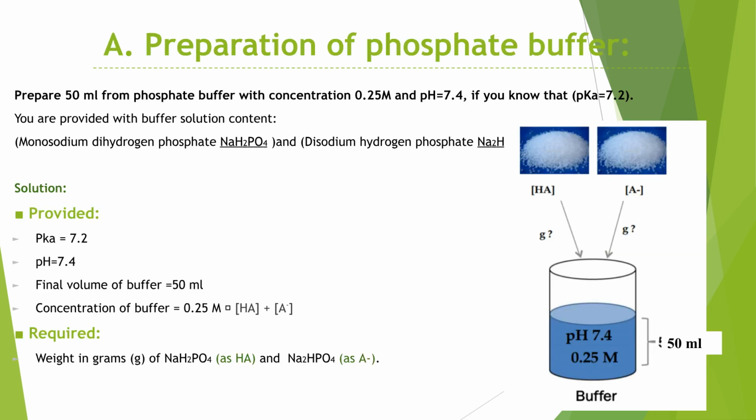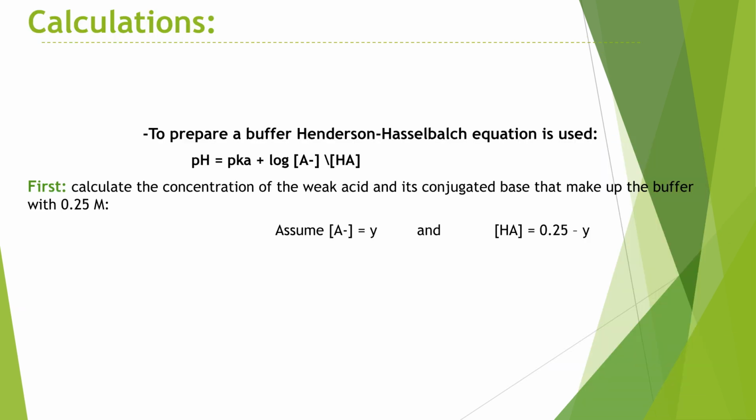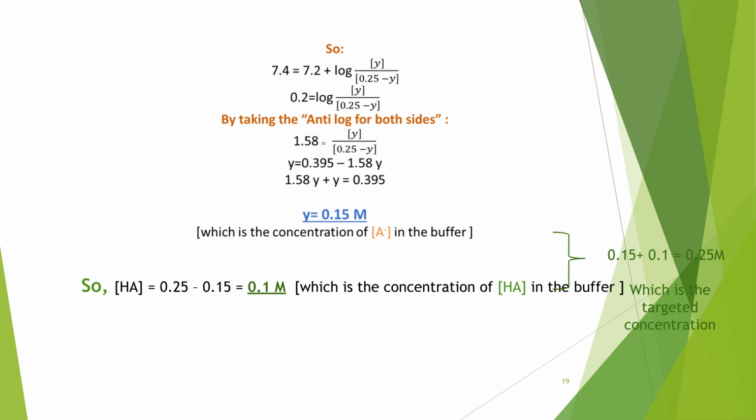We will prepare 50 milliliters of 0.25 M phosphate buffer at pH 7.4 using monosodium dihydrogen phosphate and disodium hydrogen phosphate. The pKa is 7.2. The first step is to use the Henderson-Hasselbalch equation to calculate the required concentrations of the conjugate base, A-, and the weak acid, HA, which sum up to 0.25 M. The calculated concentration of the weak acid, HA, is 0.1 M, making the total concentration 0.15 M plus 0.1 M, which equals the target of 0.25 M.